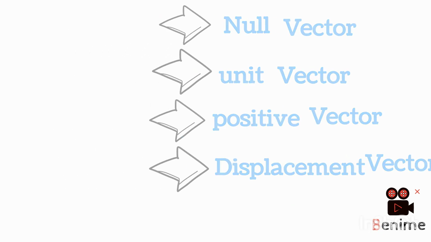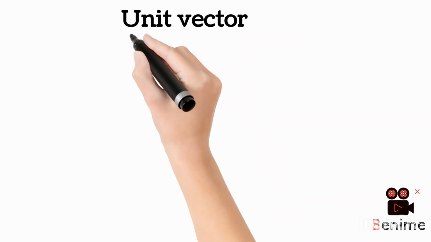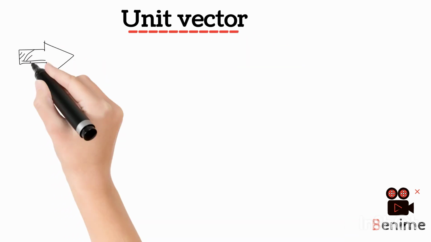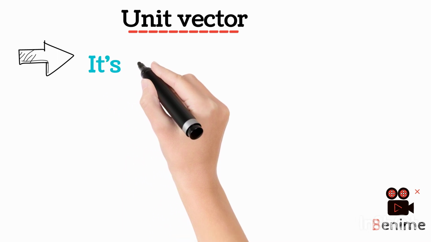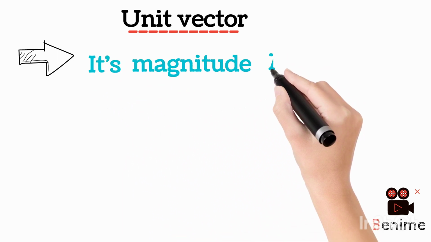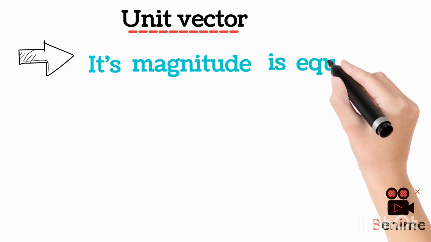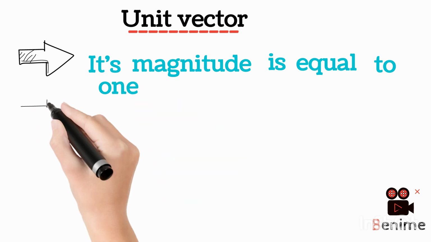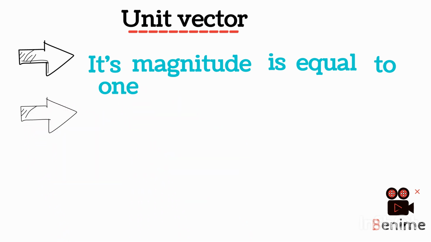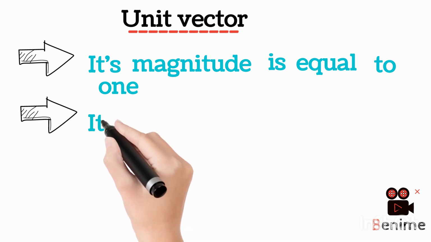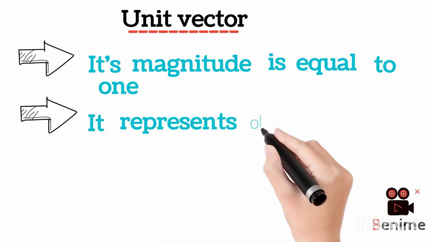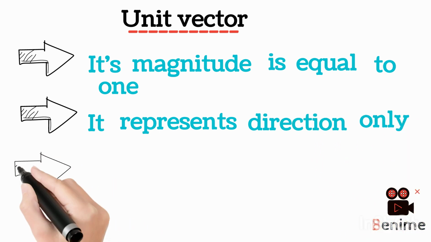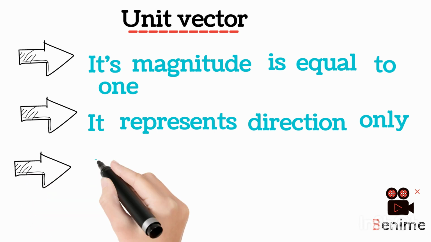Unit vector: its magnitude is equal to 1. It represents direction only. It is dimensionless.